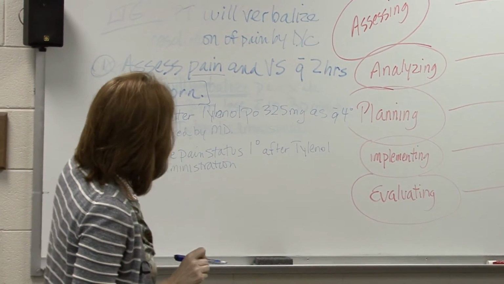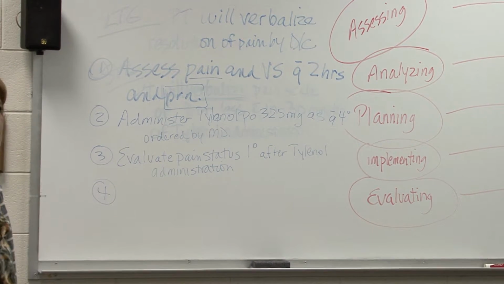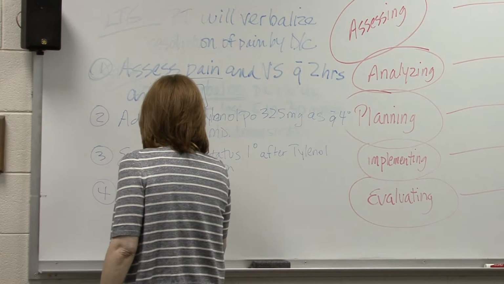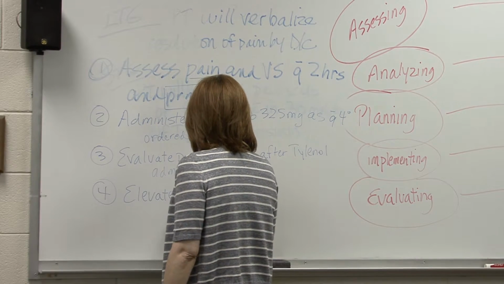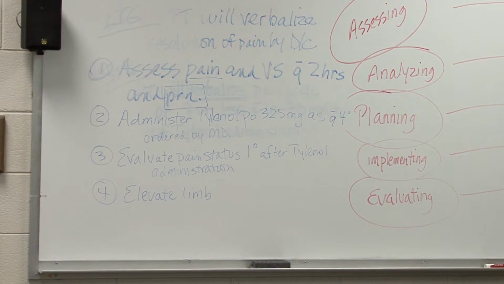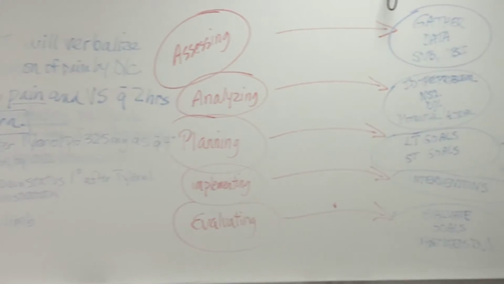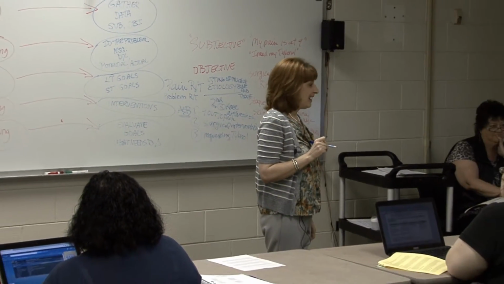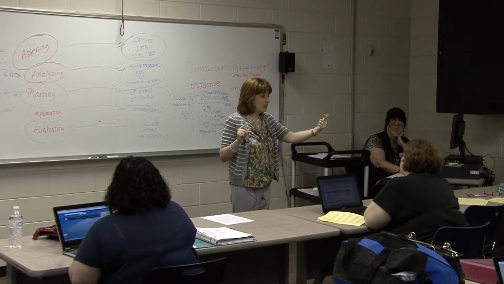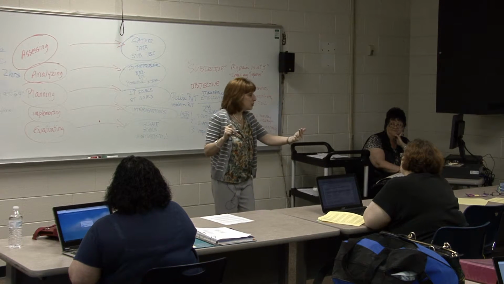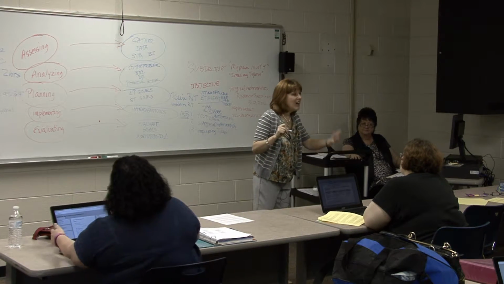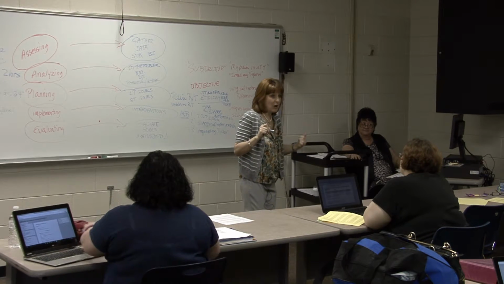We assessed their pain, we gave them Tylenol, we evaluated their status. What else do we want to do? Jennifer, why do we elevate the affected limb? Decrease swelling. How does it do that? It helps with circulation and moves the fluid. It improves blood flow. And when we have better blood flow, we have better oxygenation. And when we have better oxygenation, we have improved tissue healing. And when we have improved tissue healing, we have decreased pain. There's your rationale. You got where I'm going with that?